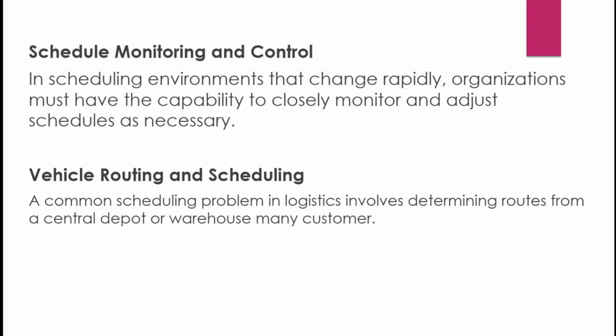Vehicle routing and scheduling. A common scheduling problem in logistics involves determining routes from a central depot or warehouse to many customers. For example, delivering cases of soft drinks to convenience stores, or delivering packages via UPS or FedEx home delivery. Generally, time constraints such as limited working hours or vehicle capacity restrictions preclude using only one route from the depot to all customers.